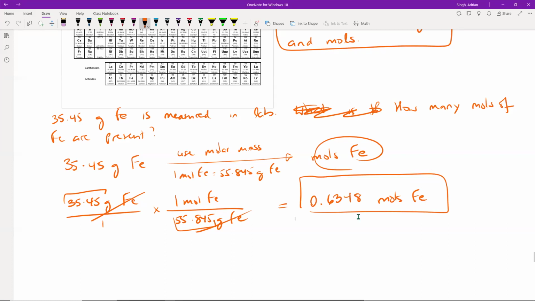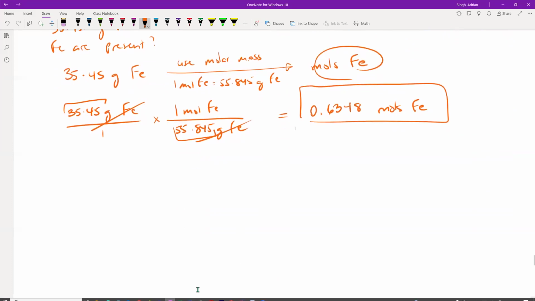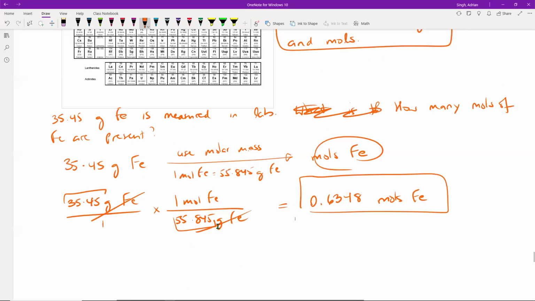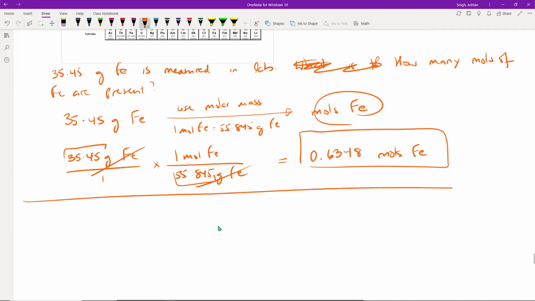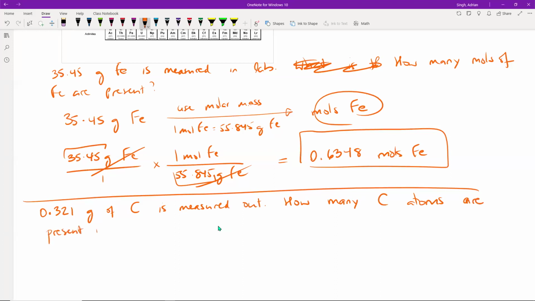So we can do this in the opposite direction as well. If we're given moles, we can convert that to grams of the substance, of the element. Let's say, we'll do one more example. Let's say that we measured out 0.321 grams of carbon. And then we're asked how many carbon atoms are present in the sample.